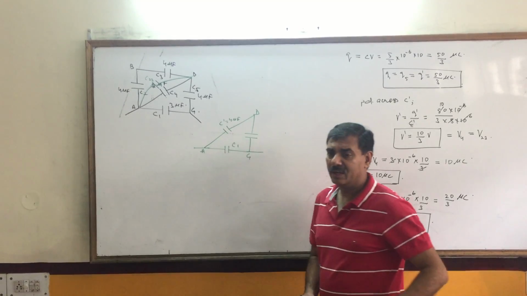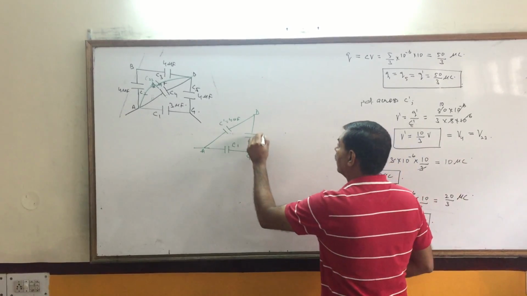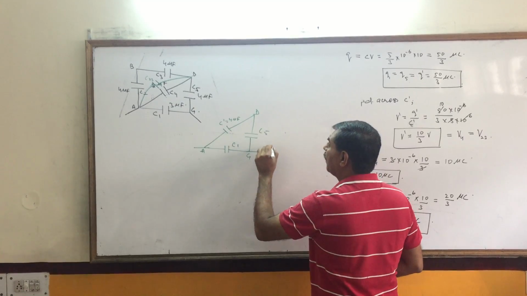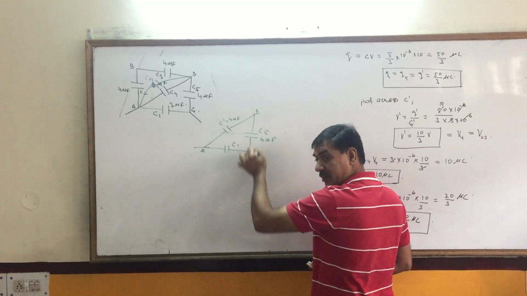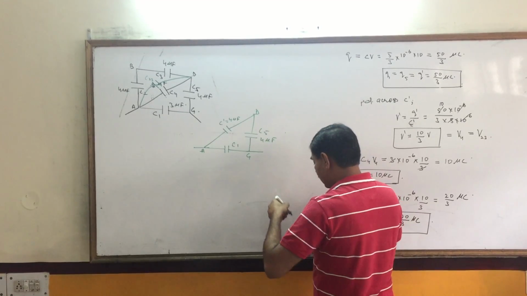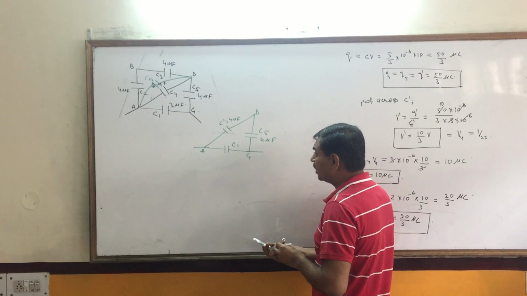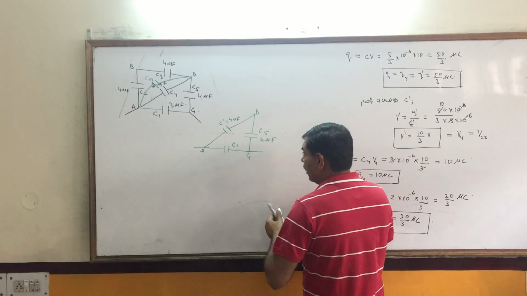अब क्या नजर आ रहा है? C dash and C5 are in series. Thus, this would be a single capacitor of capacity A here.